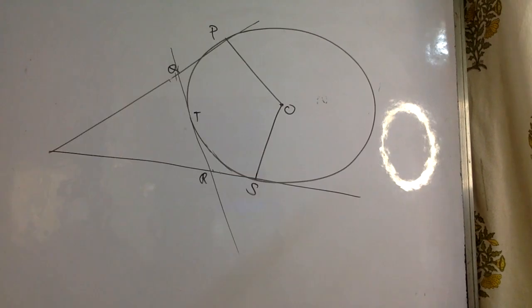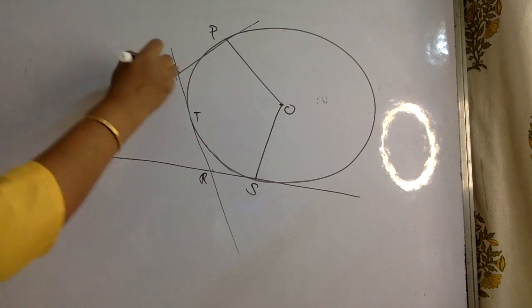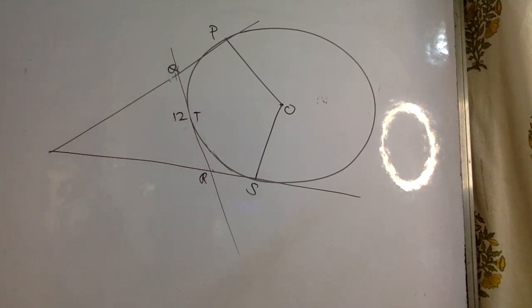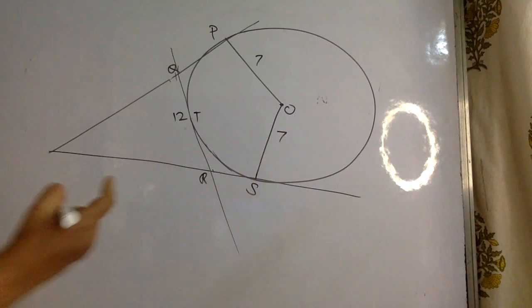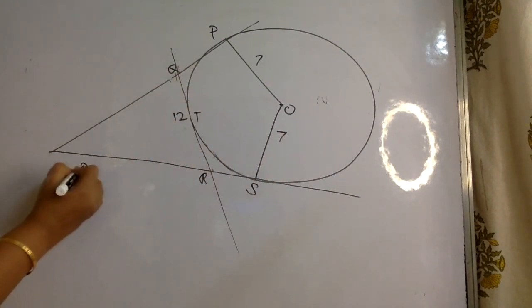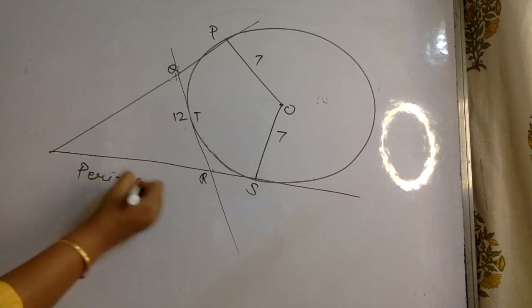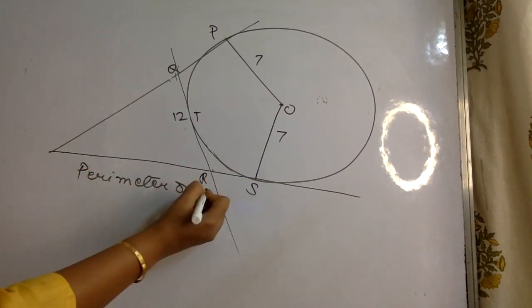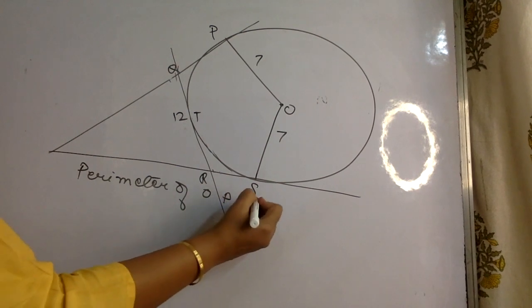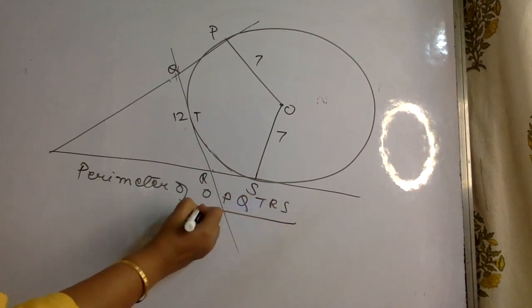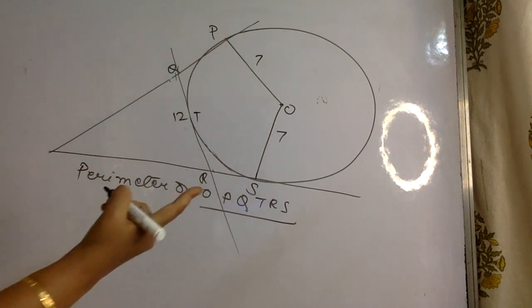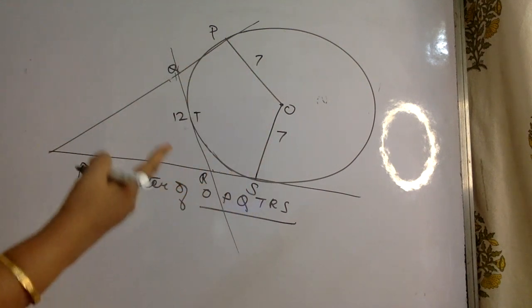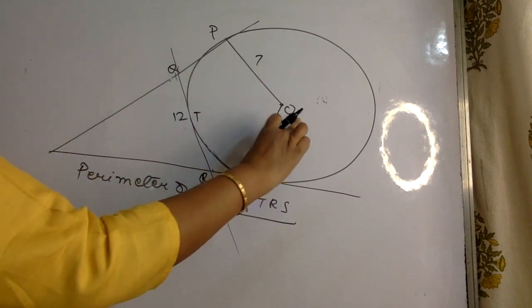Now this is our next diagram where this QR length has been given as 12 and the radius has been given as 7, and we are supposed to find the perimeter of OPQTRS. This polygon, basically this figure that you see inside, we have to find the perimeter of this. So how do we start with this sum? If 7 is the radius, it is 7 here also.